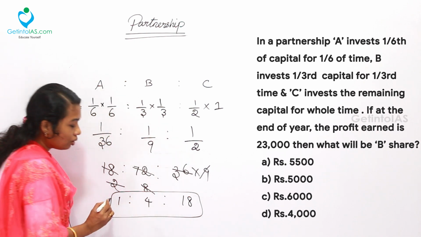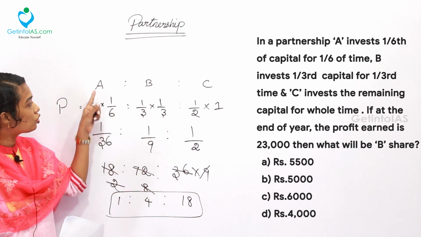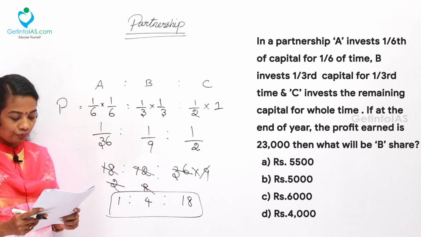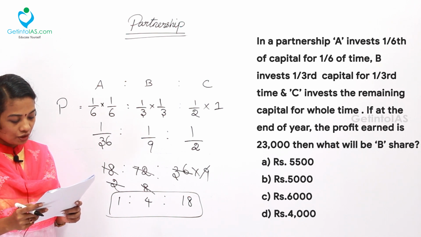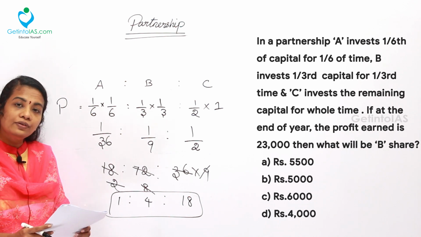So furthermore, we are not supposed to cancel. 1 is to 4 is to 18 is the ratio of A, B and C in terms of their profit ratio. The next point is, we want to find B's share if the total profit earned is rupees 23,000.